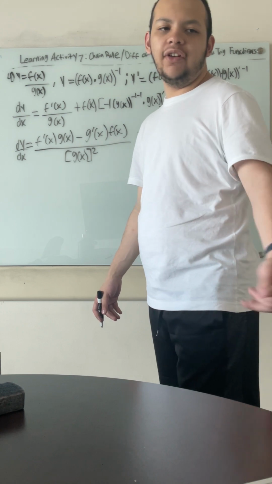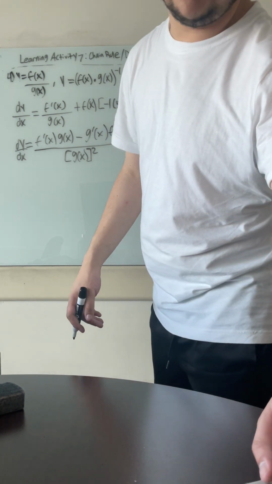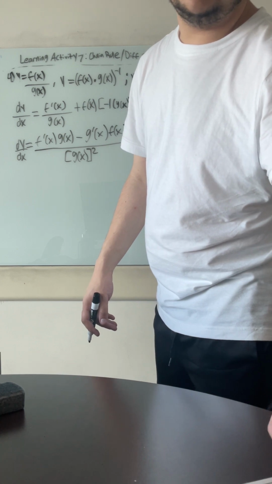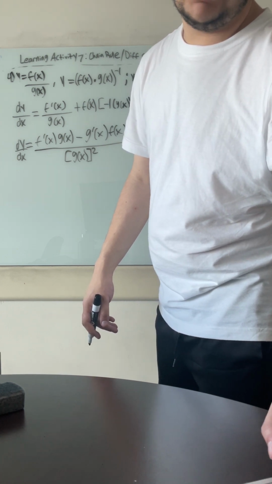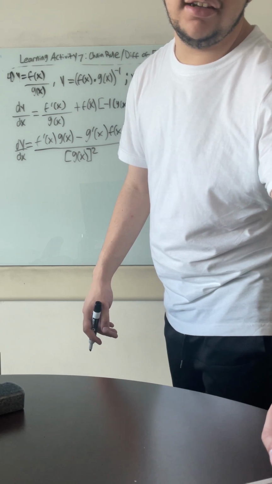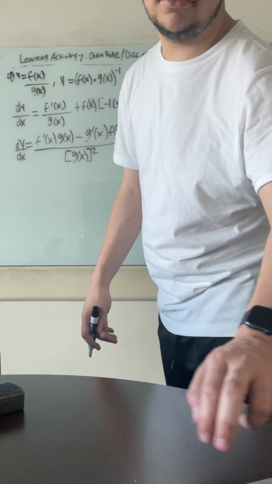And for number 5, the final question, which is divided into A, B, C, and D, we're being asked to find the derivative of these logarithmic and inverse trigonometric functions.